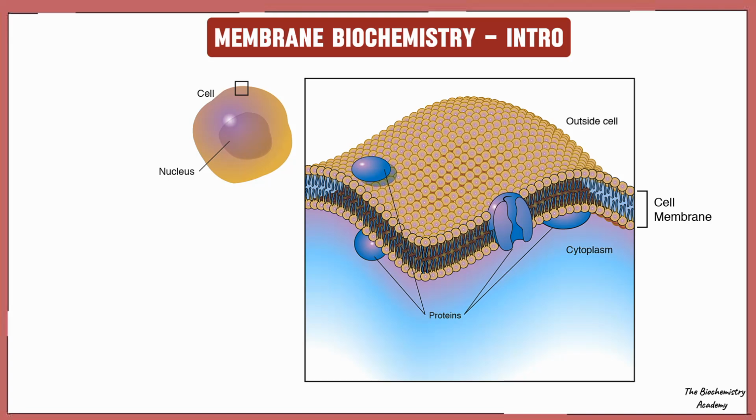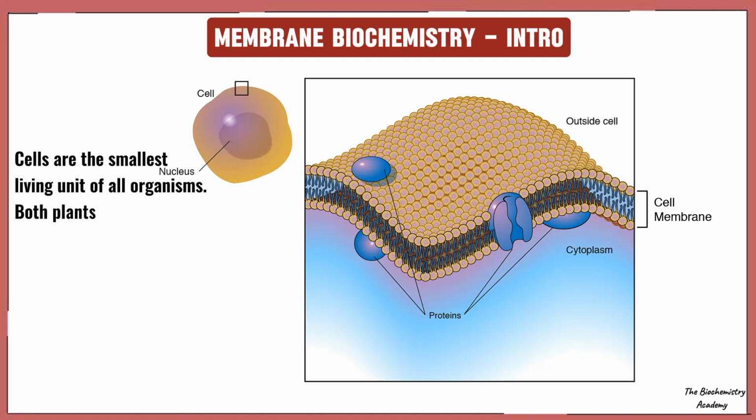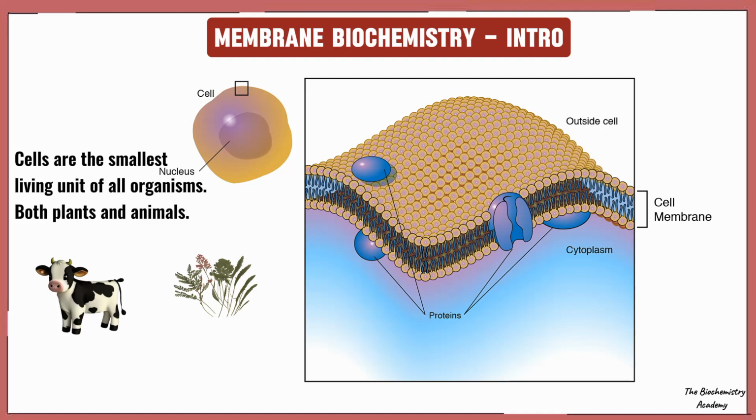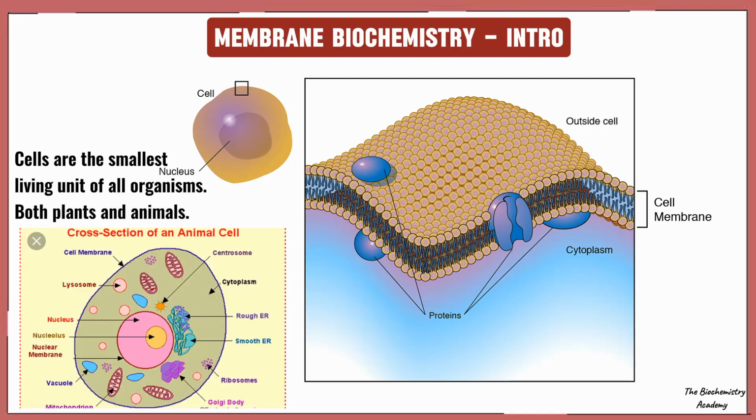In this playlist, we'll talk about membrane biochemistry. Well, in this first video, we'll talk mainly about the introduction to the cell membrane. Now, remember that cells are the smallest living unit of all organisms, meaning that all living things, which are both animals and plants, are made up of cells. And each cell has an outer boundary or covering that separates the cell from its environment. Now, this boundary is called the cell membrane.